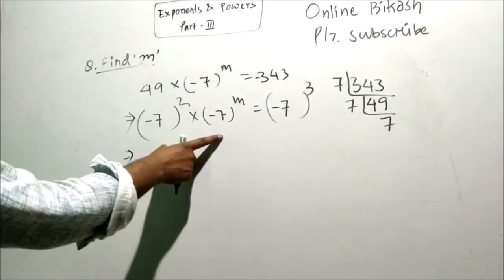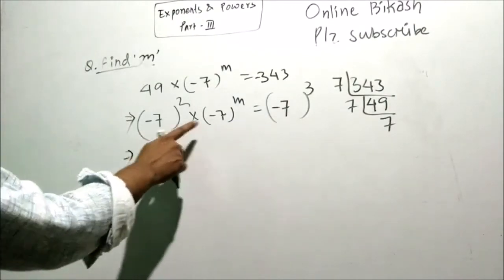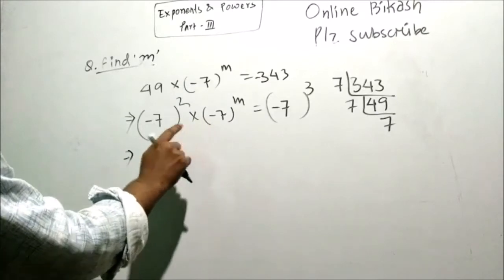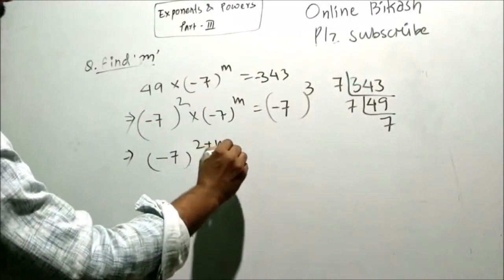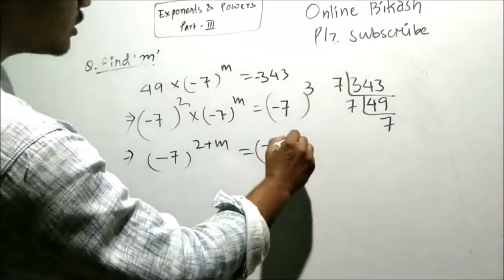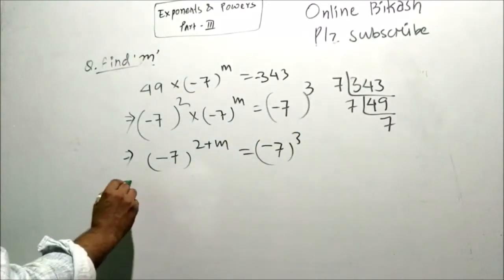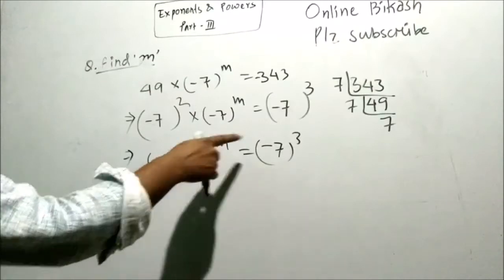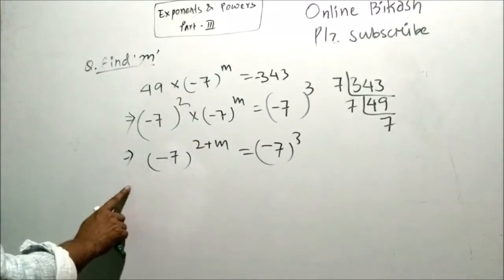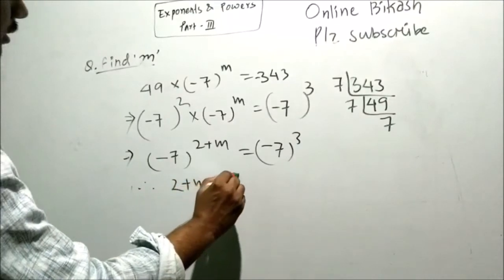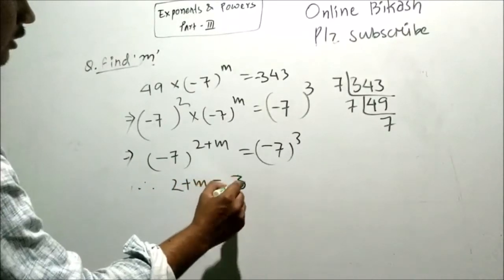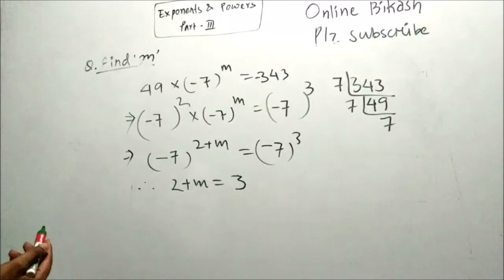What we will do, we will simplify this. In this case, both the bases are the same and they are multiplied. So we can write minus 7 to the power 2 plus m, and minus 7 whole cube. Okay, so now the bases are the same, so we can compare the powers. Therefore 2 plus m is equal to 3.